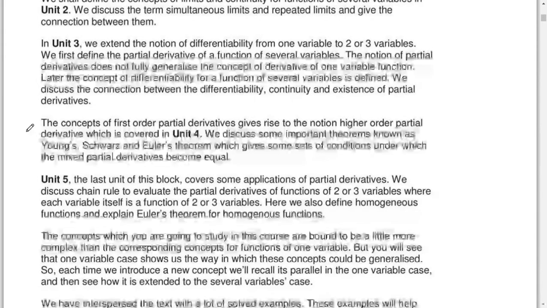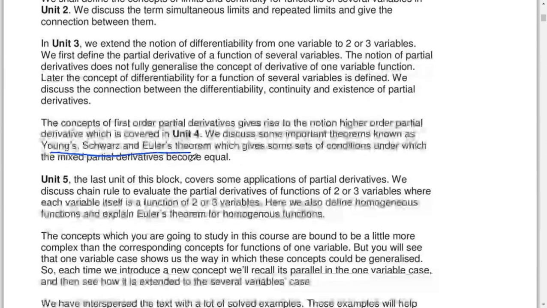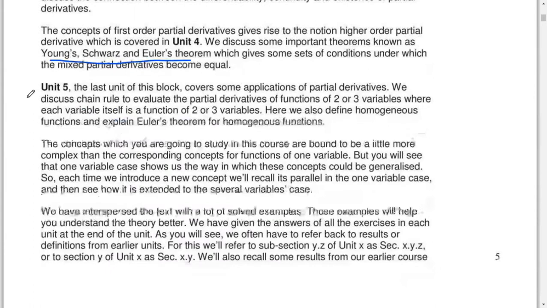The concept of first order partial derivatives gives rise to the notion of higher order partial derivatives, which is covered in Unit 4. We discuss some important theorems known as Young's, Cauchy's, and Euler's theorems, which give sets of conditions under which mixed partial derivatives become equal. Unit 5, the last unit of this block, covers some applications of partial derivatives.